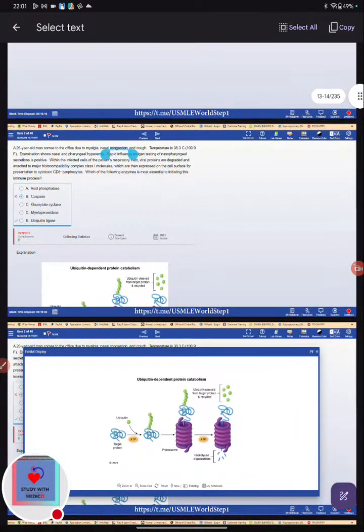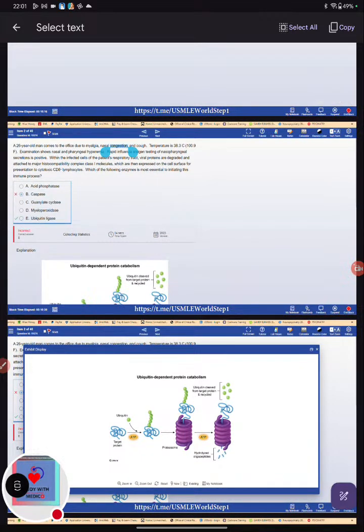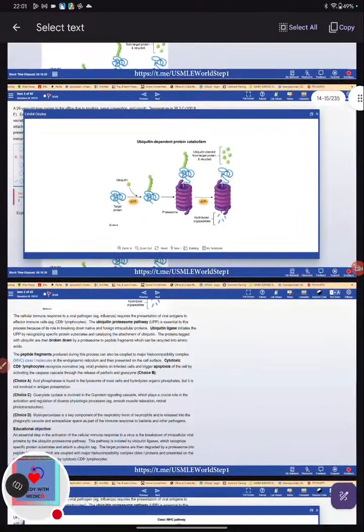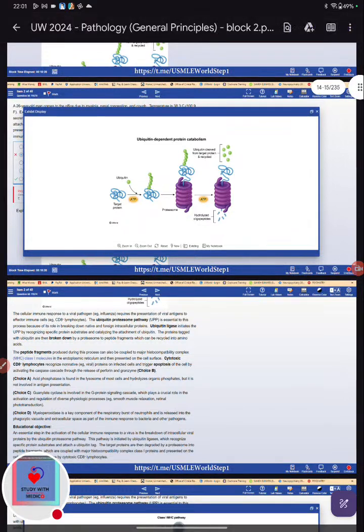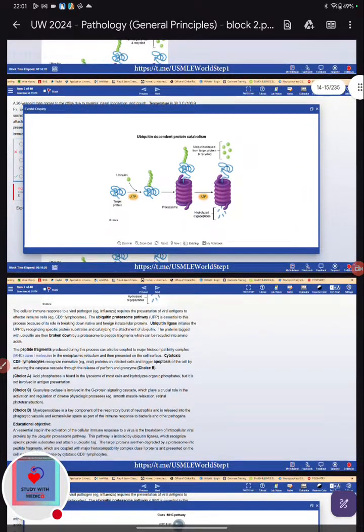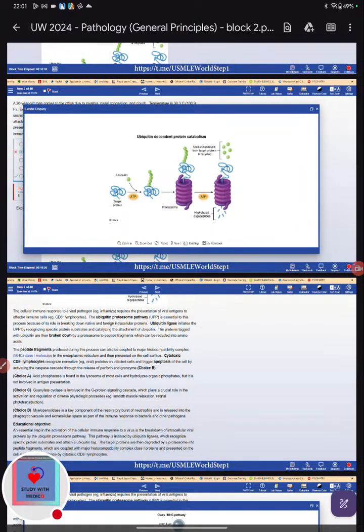So what you have learned from this question is the ubiquitin proteasome pathway. The proteasome is the actual thing which cleaves, and ubiquitin ligase identifies the protein which has to be cleaved. It uses ubiquitin for attachment, and then the proteasome cleaves it.